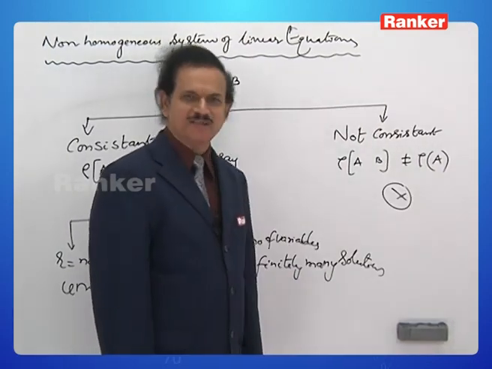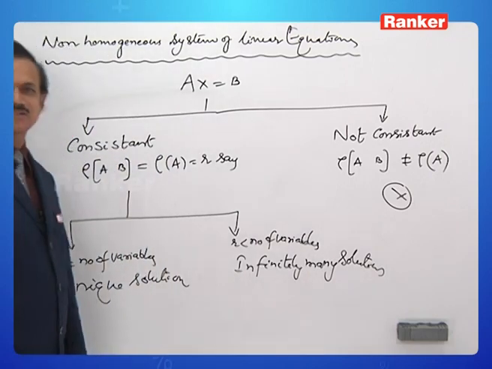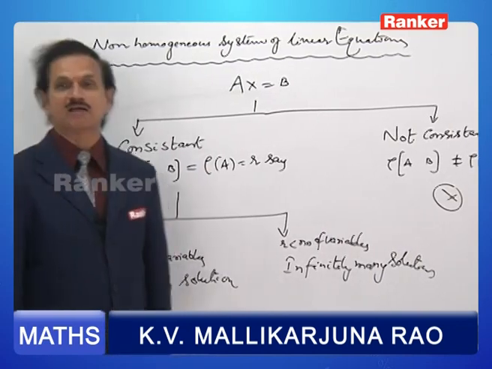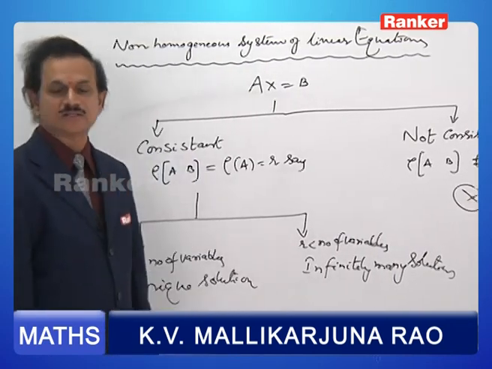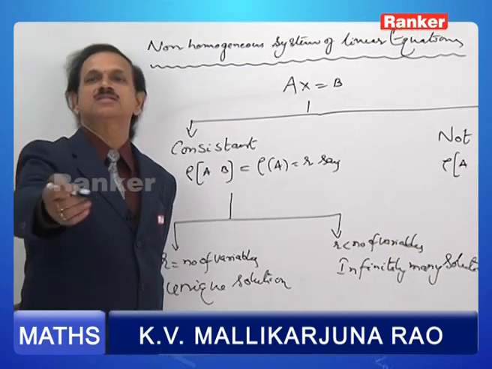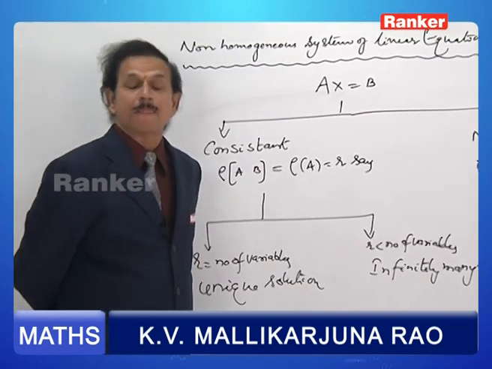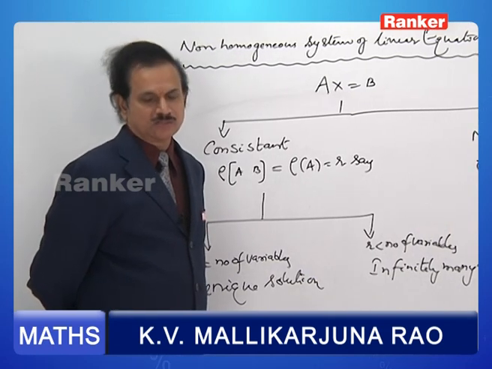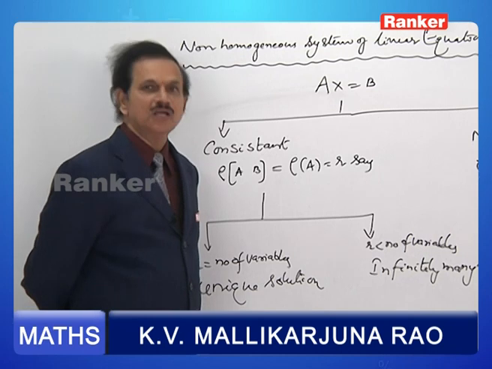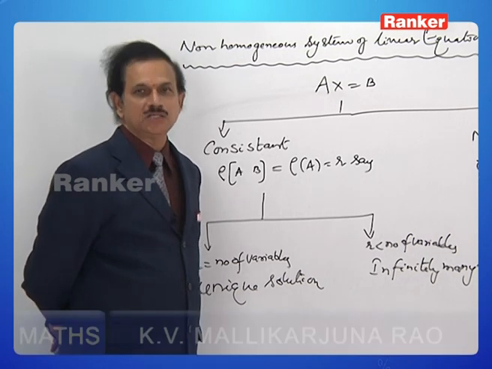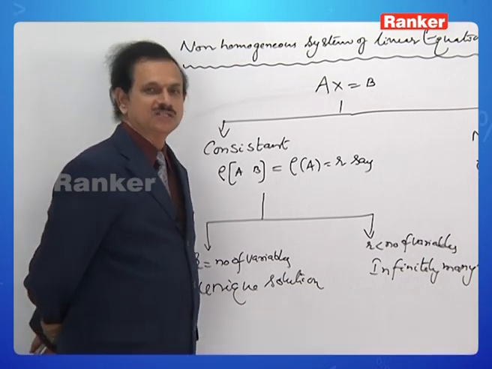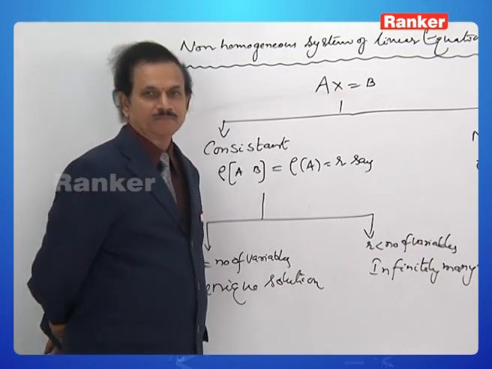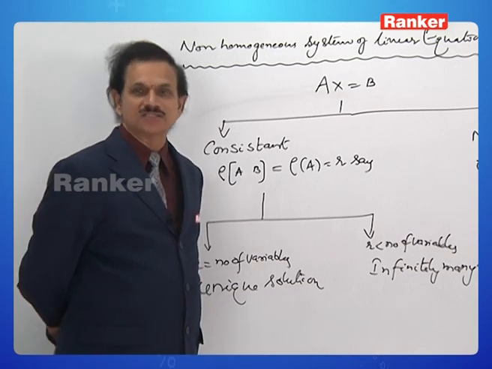The discussion will take place when and only when there are some solutions. That is, if rank of the augmented matrix AB is equal to rank of A, then only the system is consistent. Consistent means it is supposed to possess some solutions. Now the question arises. System is consistent means solution exists. How many solutions will exist? Is it a unique solution or infinitely many? The two questions can be answered like this.